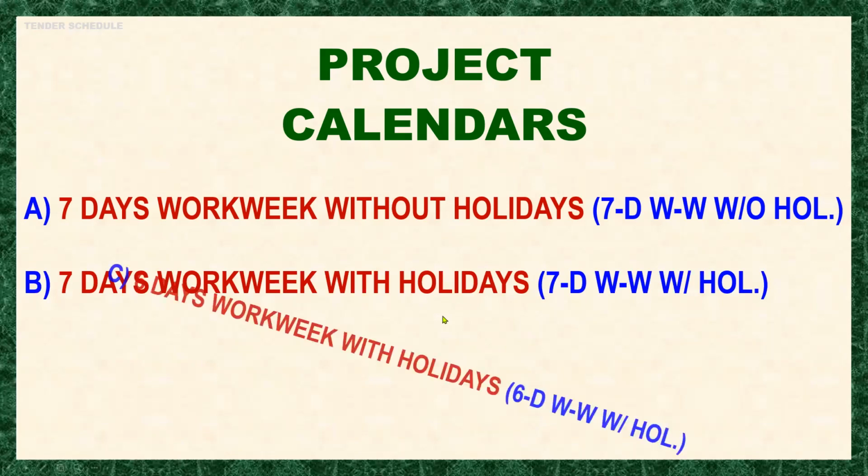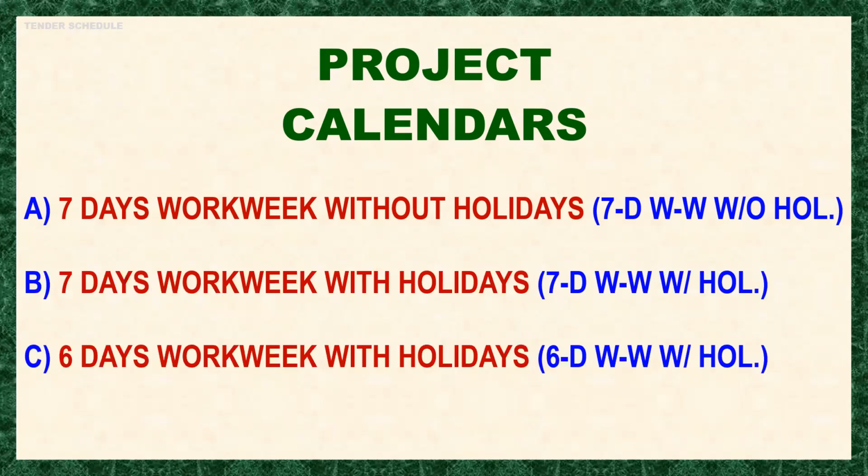Next is calendar C, which is a 6 days work week with holidays. This is ideal for site personnel working 6 days per week, but there are also some cases for office personnel working for 6 days a week.